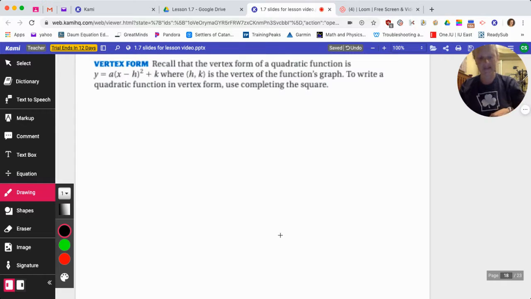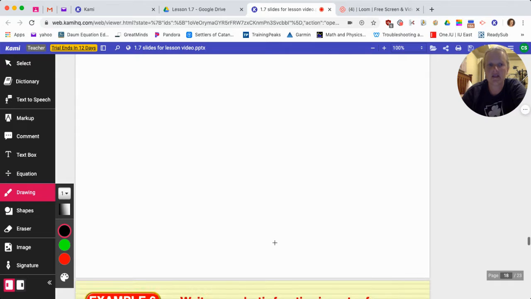All right, let's see. We have 2 more examples, 6 and 7. Let's talk vertex form. Vertex form, I've told you, is really, really important as your math gets harder. We use it in pre-calculus and calculus all the time. So it's really important for you to be able to put something into vertex form. Let's read. Recall that the vertex form of a quadratic function is y equals a times the quantity x minus h squared plus k, where (h, k) is the vertex of the function's graph. To write a quadratic function in vertex form, we can actually use completing the square if something isn't a perfect square.